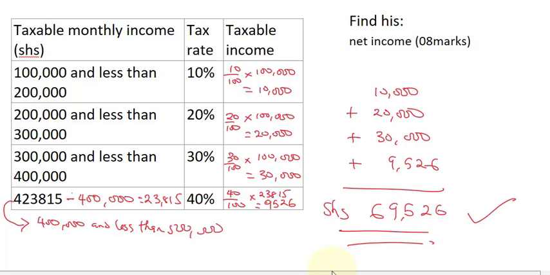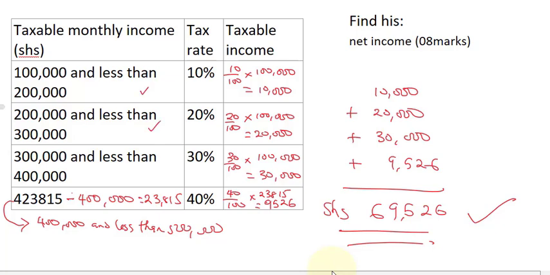Now, to recap this question, first of all, you need to identify each of the levels, which is if he's within this category, just like we said, within this category, his income was 423,815. So here it's 100,000. It's going to be taxed fully.